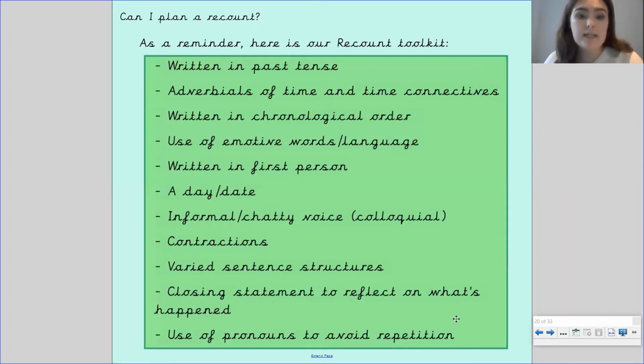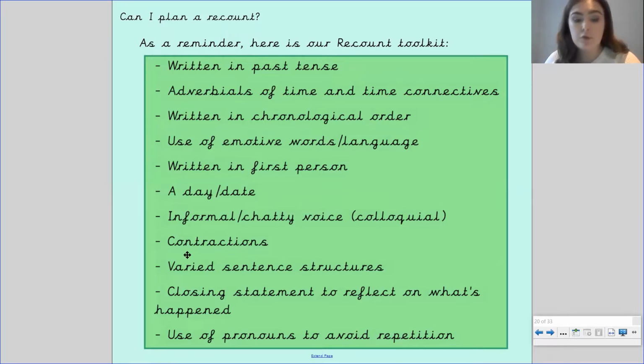Okay, and as a reminder, here is our recount toolkit. So you need to make sure it's written in past tense. You've got adverbials of time and time connectives. You've written it in chronological order. You're using emotive words and language, so really get your reader to feel different emotions. It's going to be written in first person, so we're going to be using I, me, we. You need a day or a date. It's going to be quite informal.